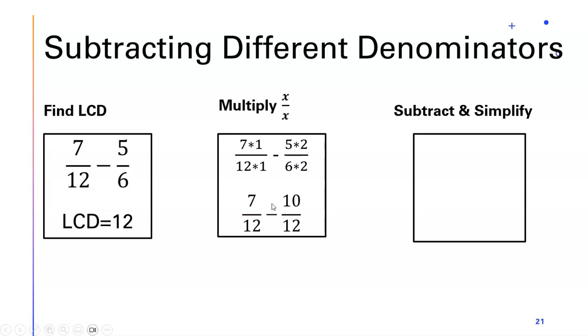So you're subtracting 7 minus 10 over 12, and this gives you a negative 3 over 12, and then this simplifies to a negative 1/4, which, the proper way to write a negative fraction is to keep your negative sign in line with your fraction bar.